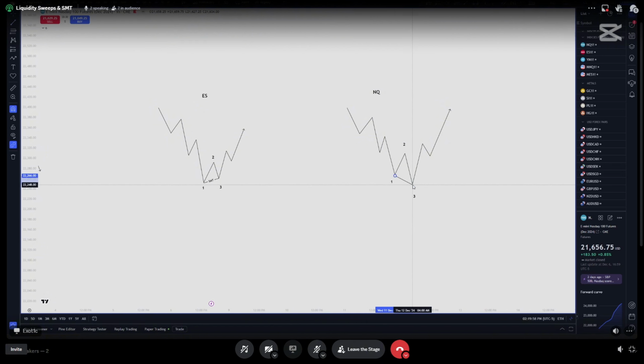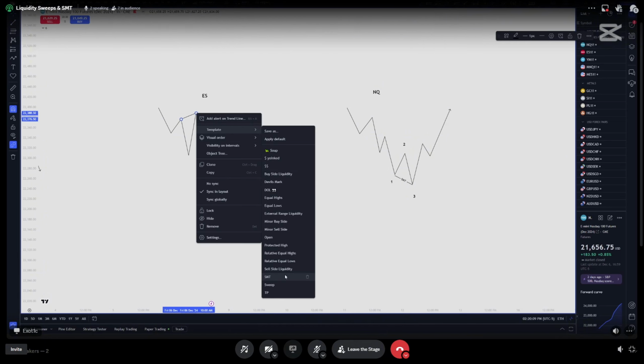And the same is vice versa when we're looking for SMT at the highs. Maybe ES wants to do something like this and NQ doesn't. Now we have ES showing strength here, and I guess it's a really good example.